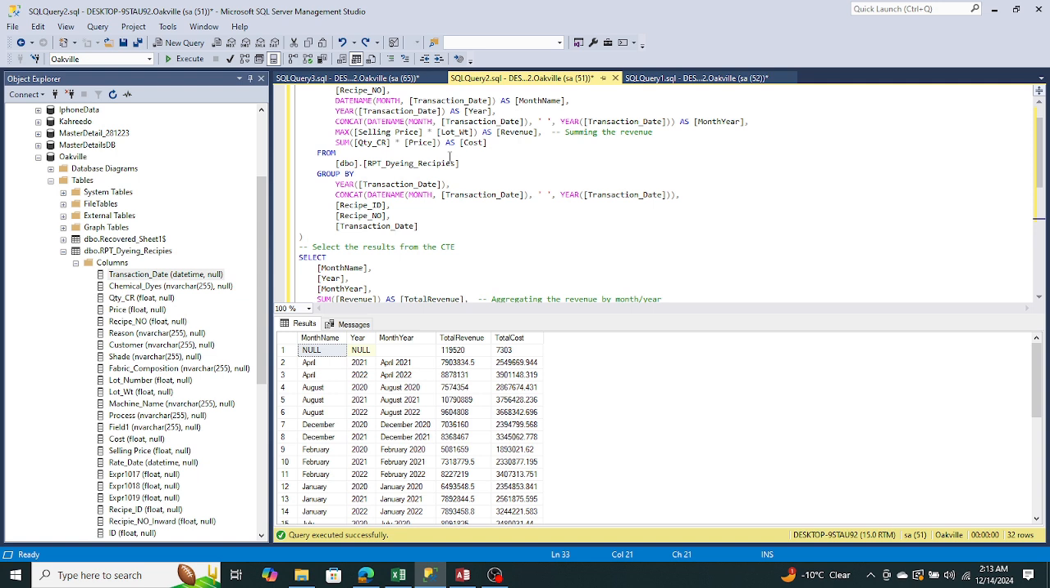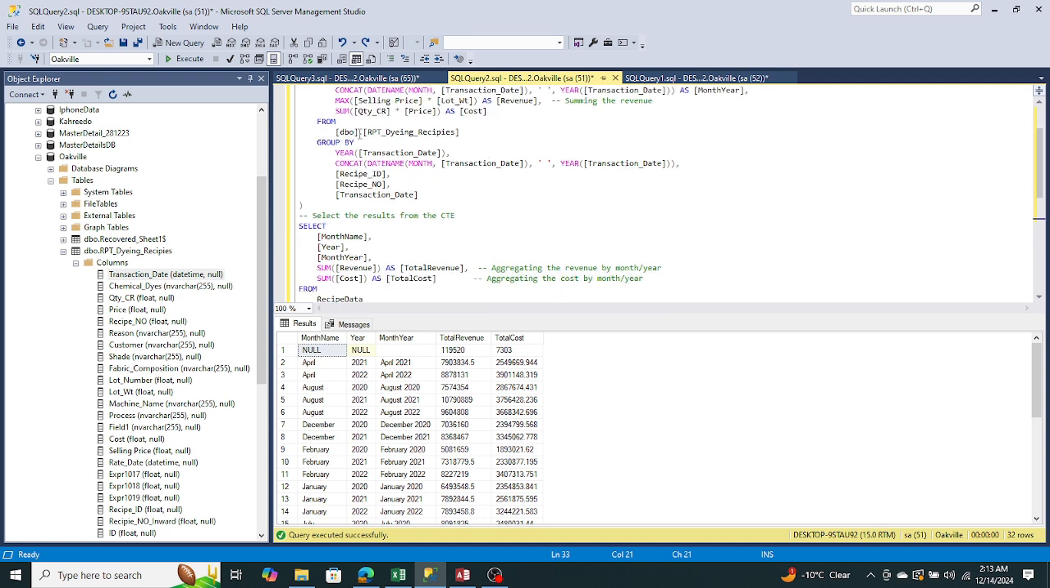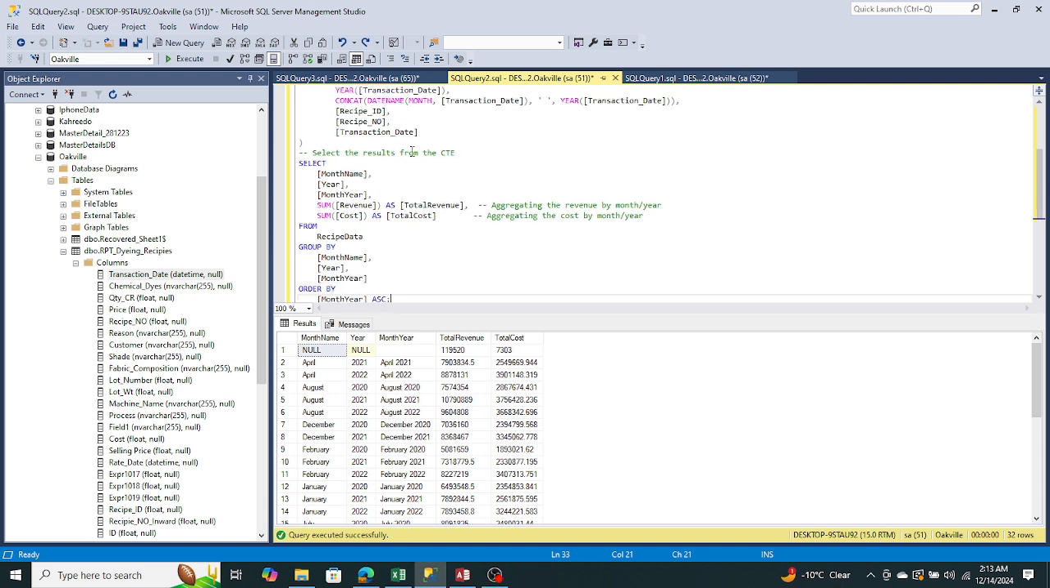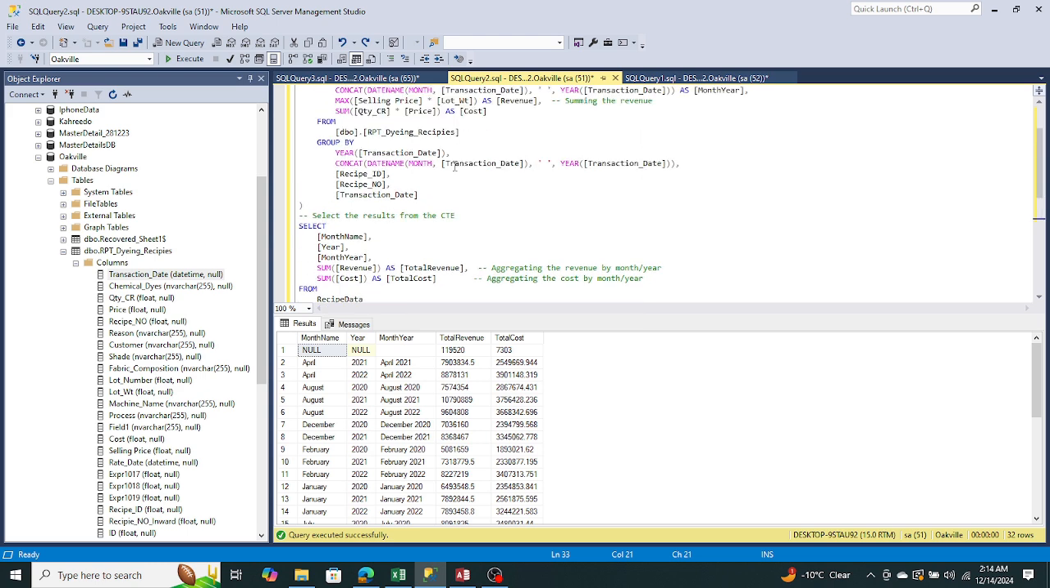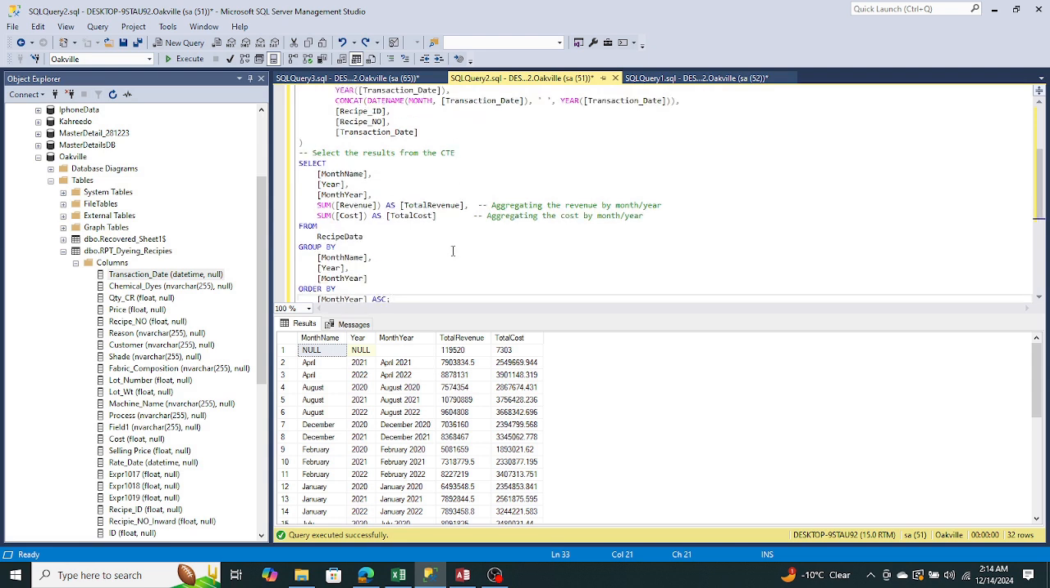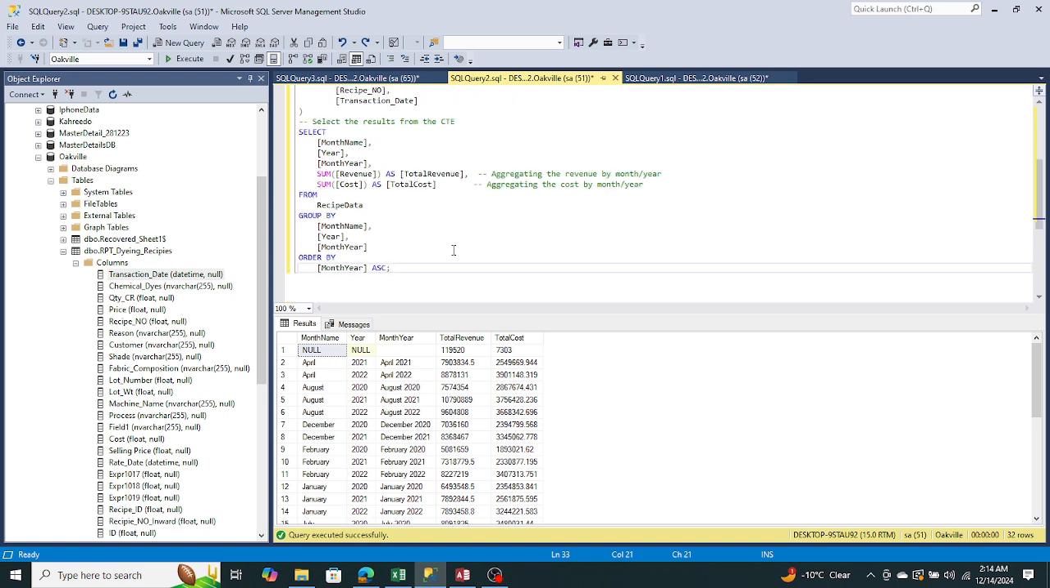So here what we have done is we store this data in the table, right? And then we select the result from the common table expression. Select month, year. Now we can summarize revenue as total revenue, and sum of cost as total cost from recipe data, group by month name, year, month, year, order by month, year ascending.